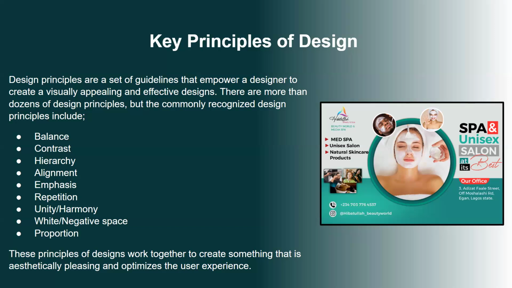We have alignment. We have three types of alignment: the center alignment, the right alignment, and the left alignment. It has to do with placing objects or arranging them based on how they should come out, arranging them in a way that will capture the attention of the audience, not just displaying them on the design without following the principle. The next one is emphasis.